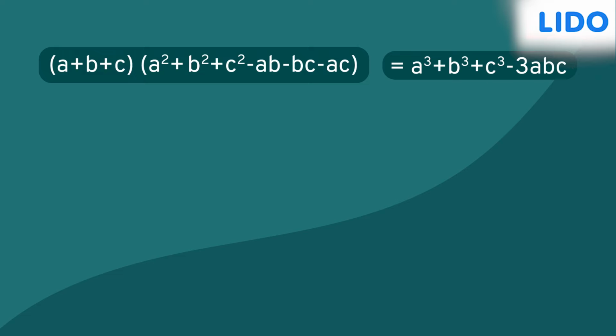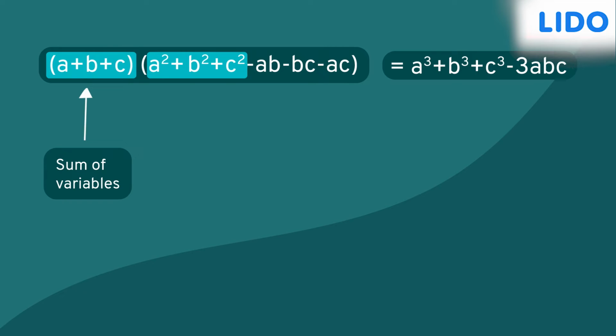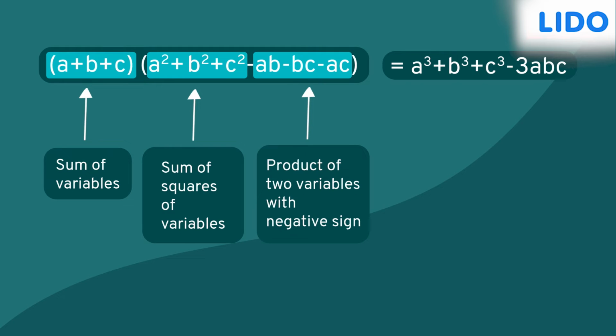Is it too long to remember? Well, here are a few observations to help you memorize it. On the left hand side, the first bracket contains the sum of the three terms or variables a, b and c. And what's highlighted in the second bracket is the sum of the squares of these variables. The final part of the second bracket is made up of the products of the two variables, one product at a time, and they all bear negative signs before them.